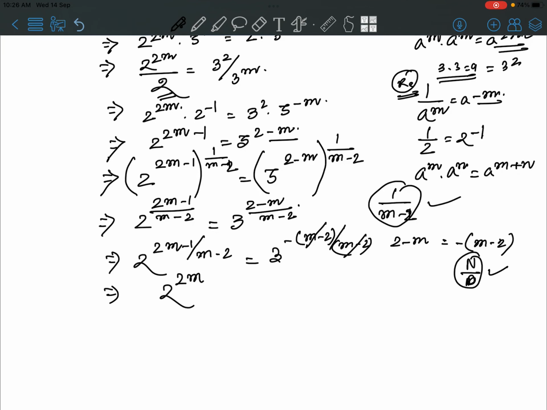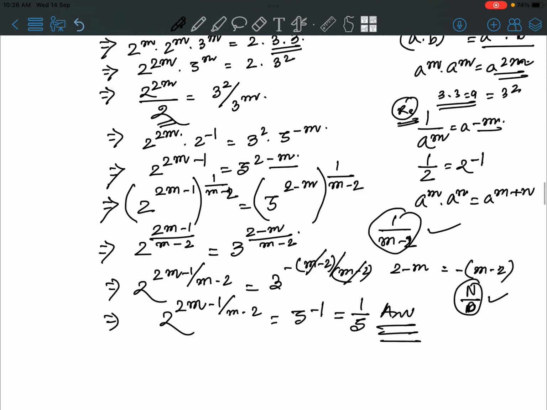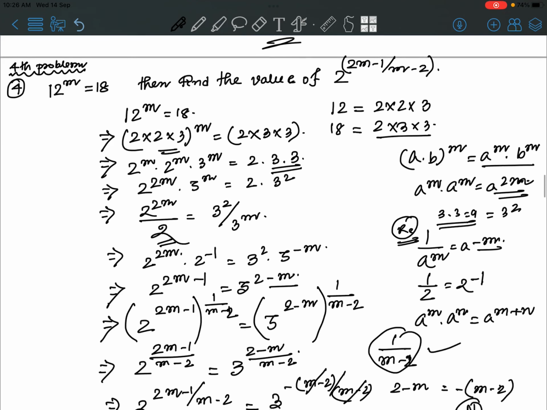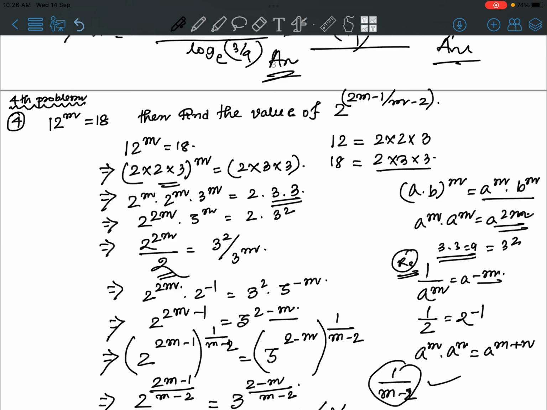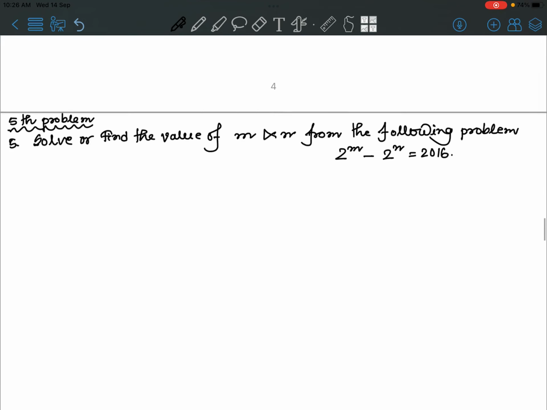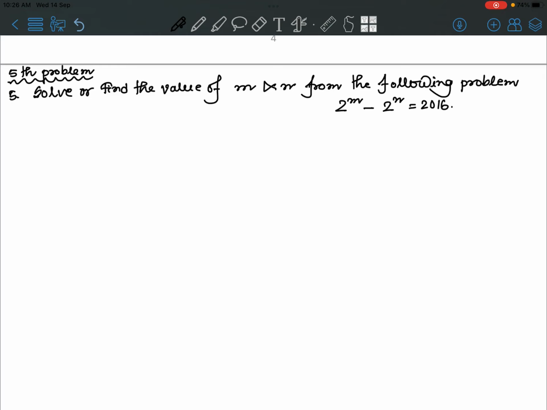So 2 to the power 2m minus 1 upon m minus 2 equals 3 to the power minus 1. So 3 to the power minus 1 is equal to 1 by 3. So this is the answer. The value of 2 to the power 2m minus 1 by m minus 2 is equal to 1/3. This is the answer. Now we are going to solve the fifth problem.